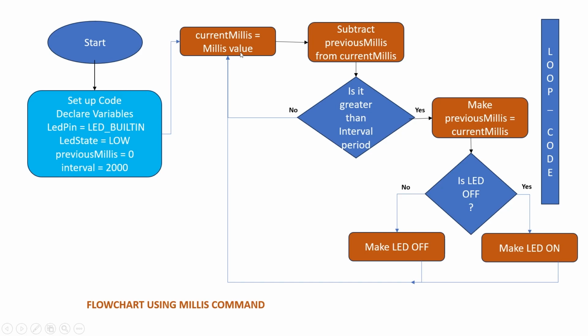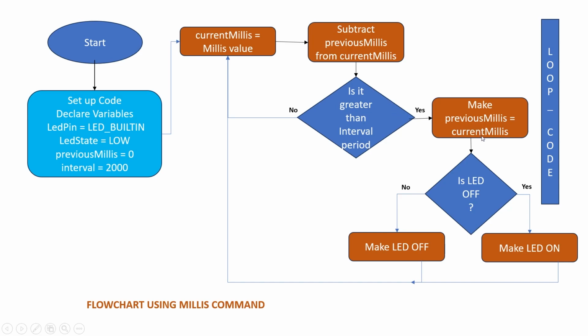Now we come to loop code. Inside loop code we assign current Millis variable to actual Millis values. Then we subtract previous Millis from current Millis. Then we take a decision: is it greater than interval, that means is it greater than 2000? If it is no, then again Arduino goes and checks till the condition is satisfied.